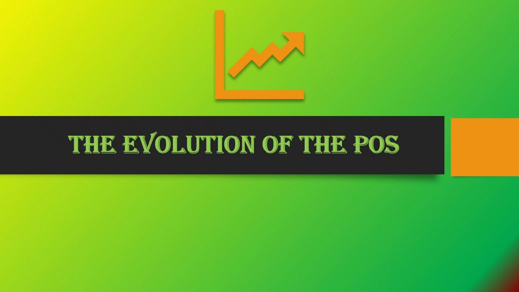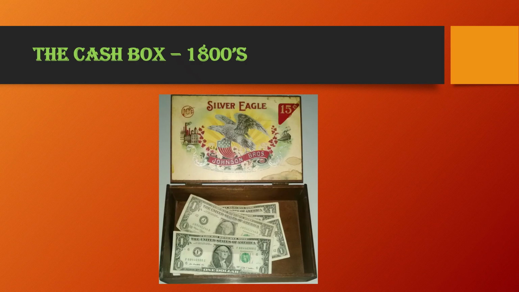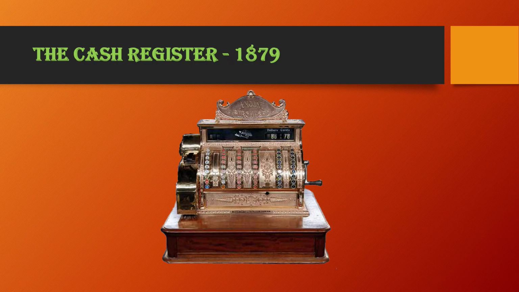We're going to start this journey by looking at the evolution of the point of sale itself. Way back in the 1800s, the point of sale started out as a simple cash box. They simply took a cigar box and put the money in it under the counter. As you can guess, accountability and theft were large. So in 1879, one of the first cash registers was invented. This is actually a picture of one that my boss had in his office.